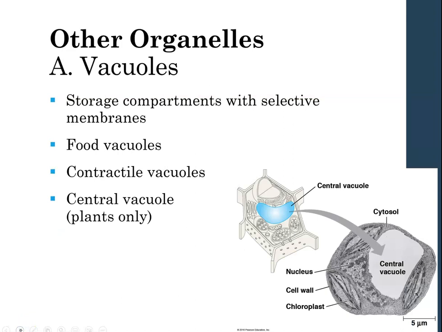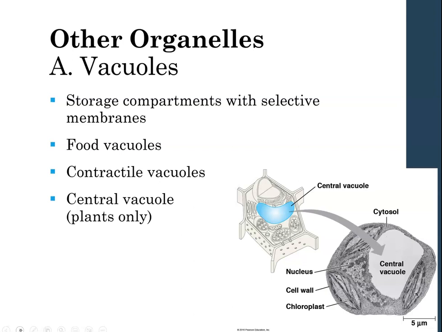All right, these last few slides are other organelles. So the first is a vacuole. A vacuole is a storage compartment that has a specific function. So these can be found in plants or animal cells. They are often food vacuoles, so storage of food particles. They may be what we call a contractile vacuole.